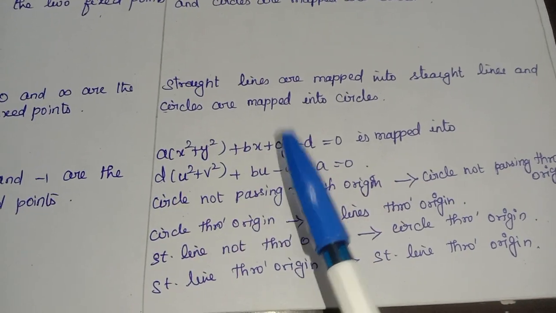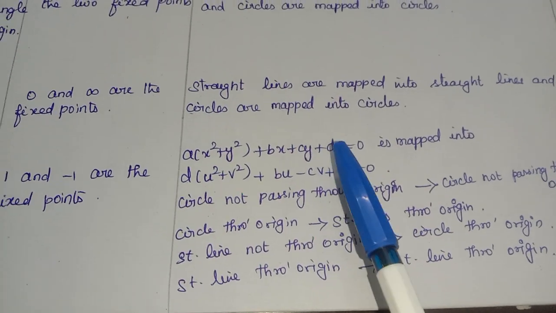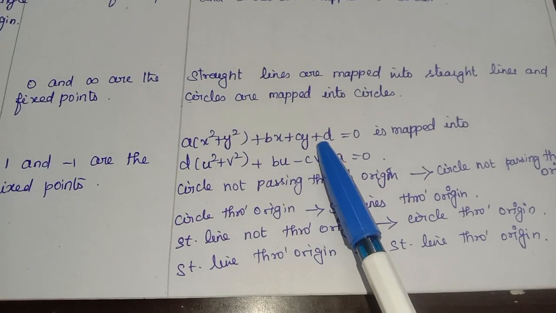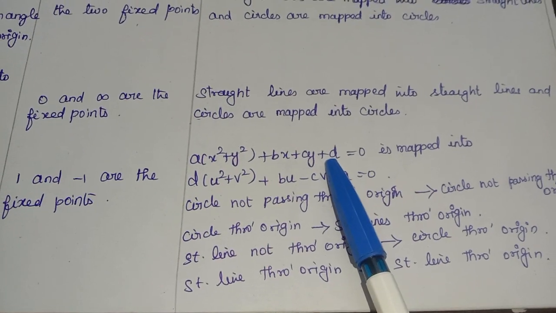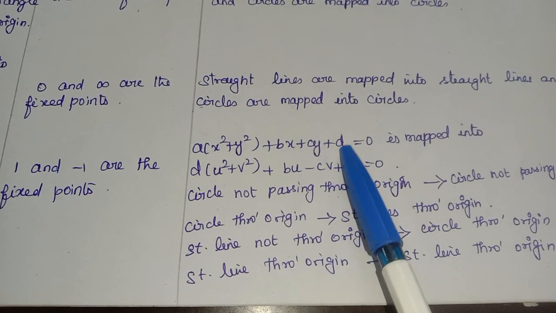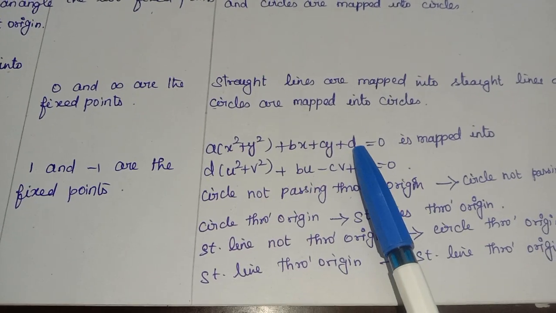So this is a circle equation, and here the constant d is there. If in any equation you have a constant, it does not pass through the origin. If there is no constant, it passes through the origin. That is how we have to identify.